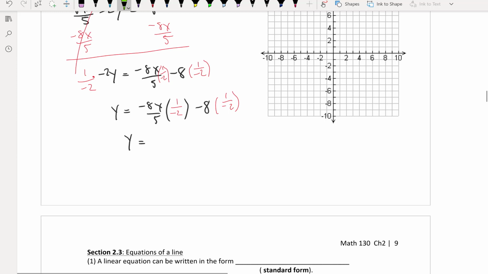Now I can see that a negative times a negative is going to become a positive, and 2 can go into 8, so 2 divided by 2 is 1, 8 divided by 2 is 4. So now I have this 4/5, and I still have x. And now I have a negative times a negative, so that's going to give me a positive, and 2 can go into 8 4 times, so plus 4. So now I know that my y-intercept would be (0, 4).